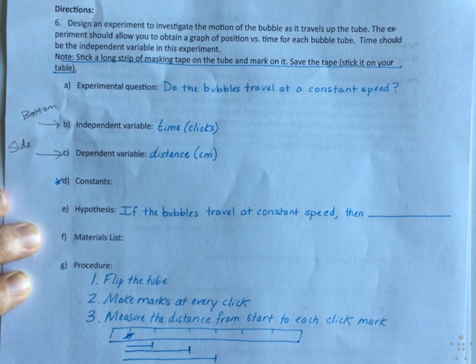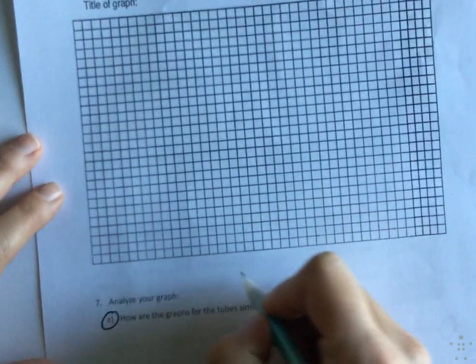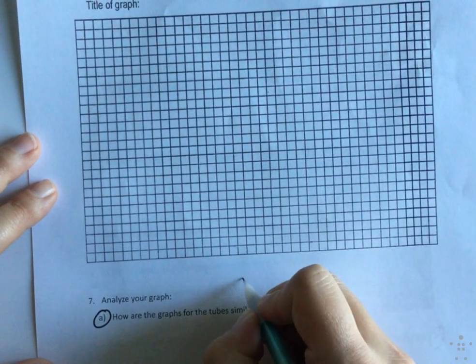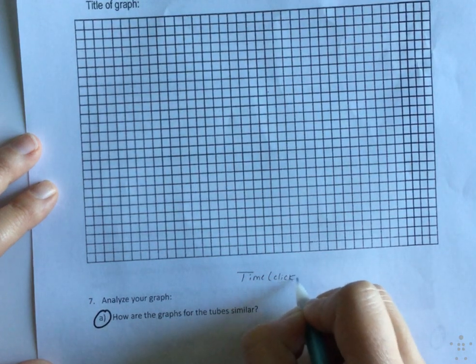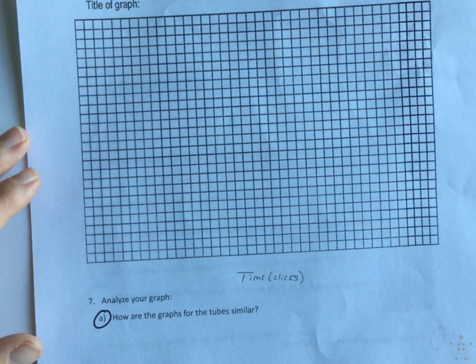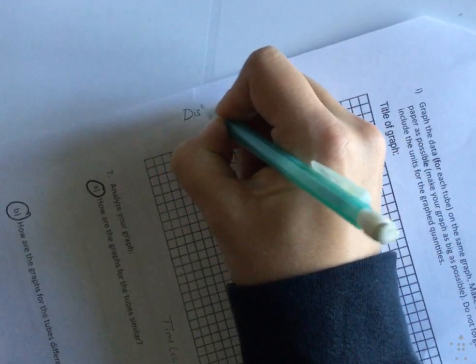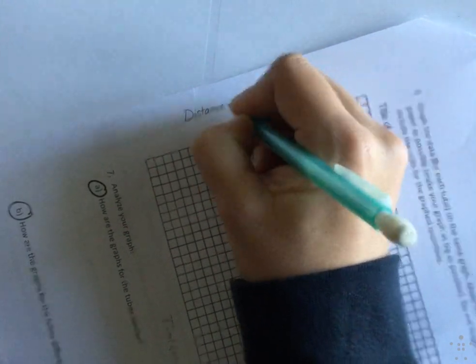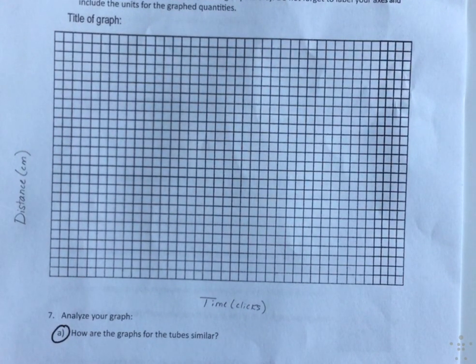So all you have to do is transfer your information. So flip it back over. Along the bottom would be time with the unit of clicks, because that's what our metronome was doing. That's how we were measuring it. And then along the side is going to be the distance traveled in centimeters. So that's how your graph should be set up.